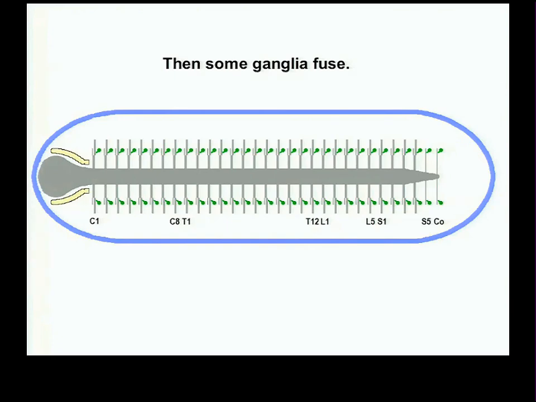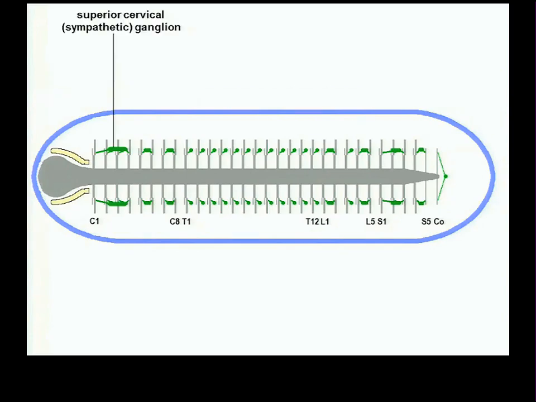But some of these fuse. So instead of having one nice ganglion for every single spinal nerve, as you did when it all started out, when you were in embryo, some of these ganglia will fuse. Turns out that the first 4 cervical ganglia fuse to form a giant paravertebral ganglion called the superior cervical sympathetic ganglion. That is one that you will definitely see in dissection.